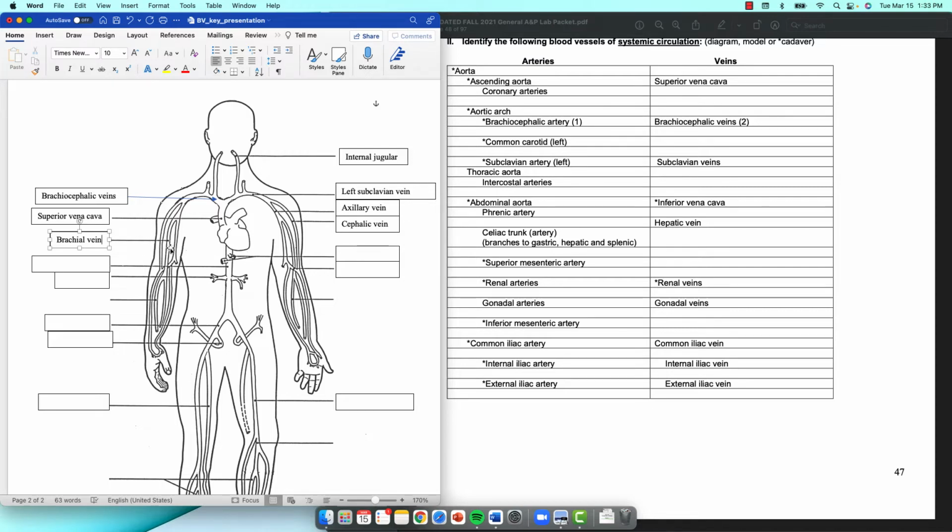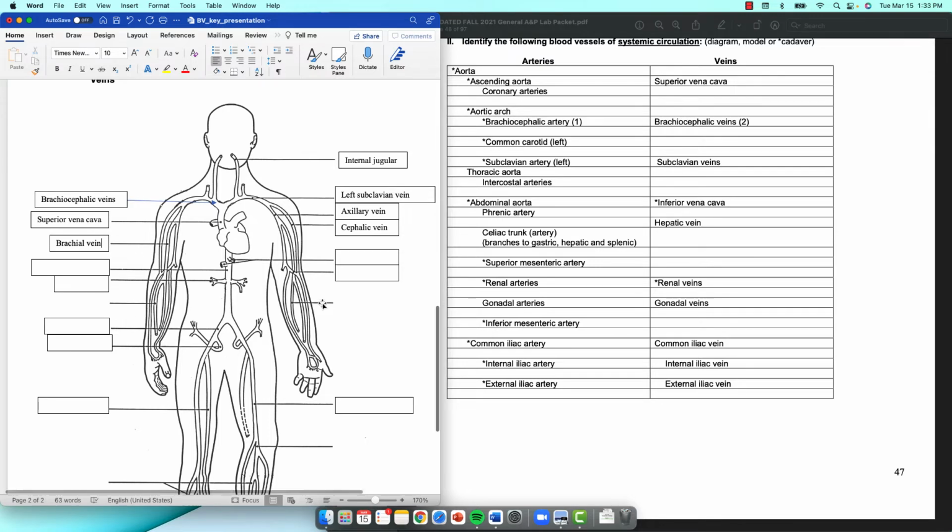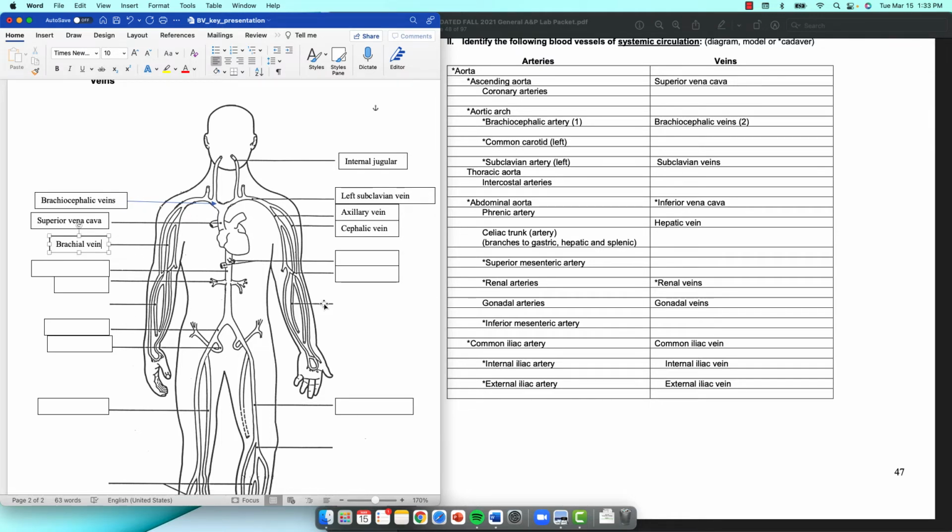And then if we just stick to the arm for a little bit here, this is blocked off because you don't actually need to know it, but this would probably be the ulnar vein or the radial vein. We're going to stay away from that though. All right, same thing with this one over here because we don't need to know that one. It's not part of our list, all right?